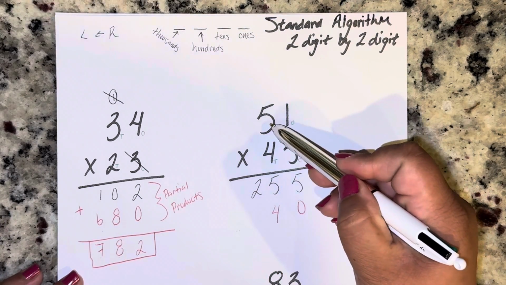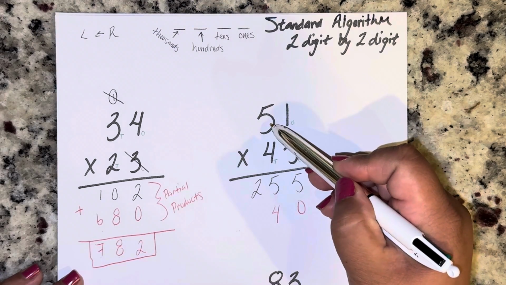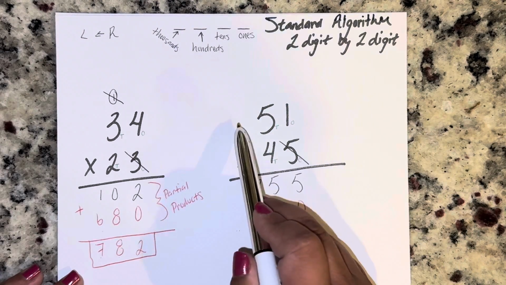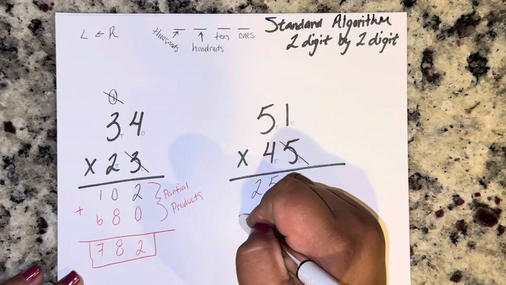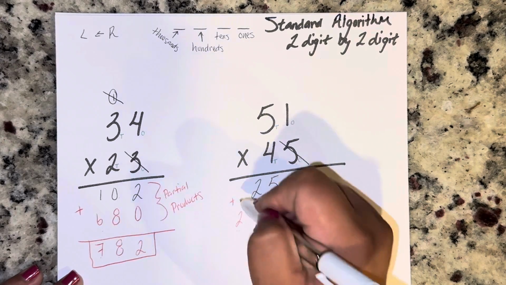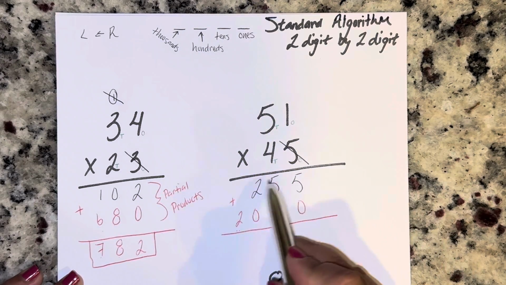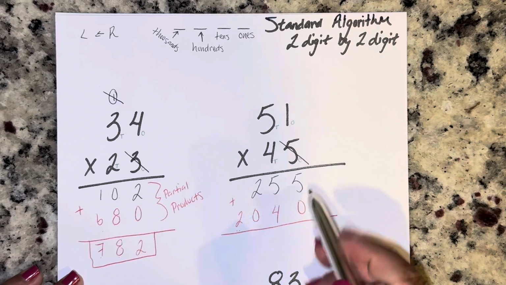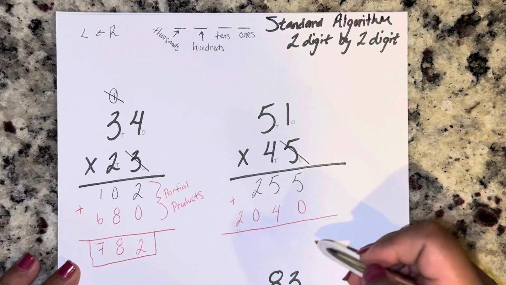4 times 5 is 20. I do not have anything further to multiply with, so I just bring my 20 down. These, again, are my partial products. Okay, and then I'm going to add those partial products to get my product.